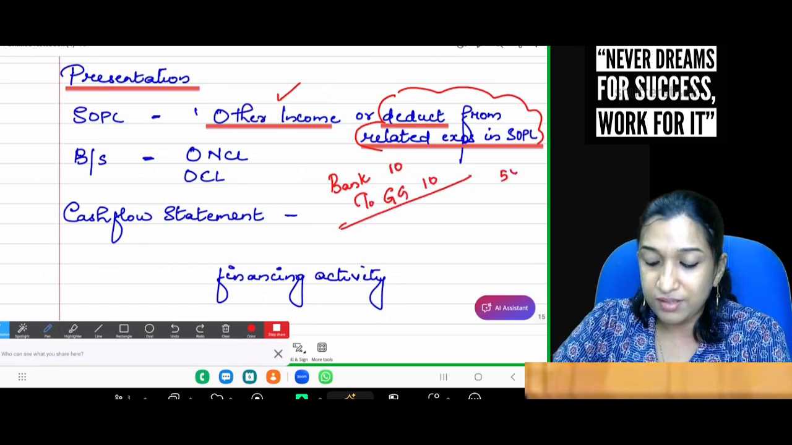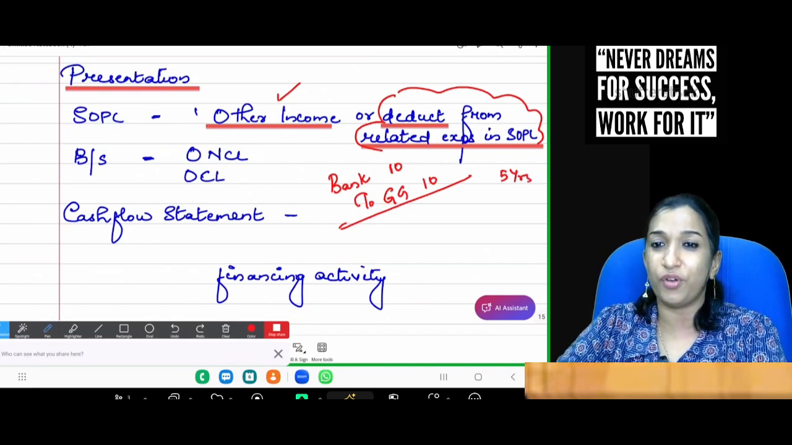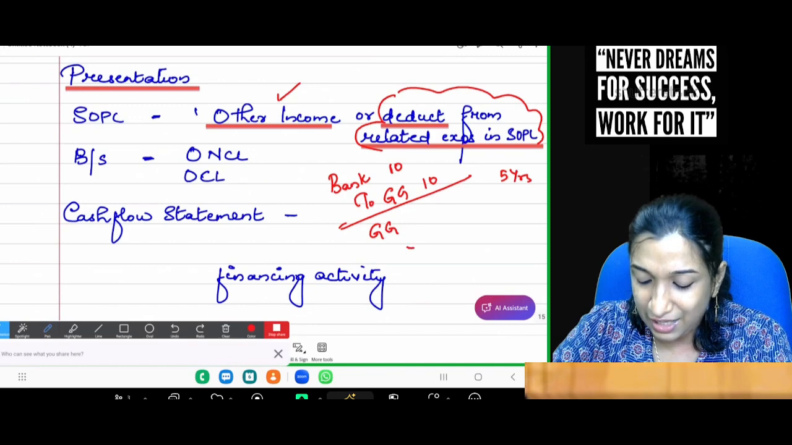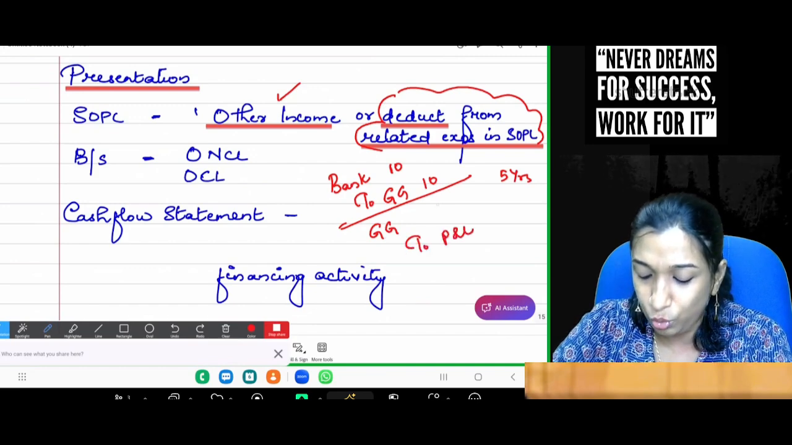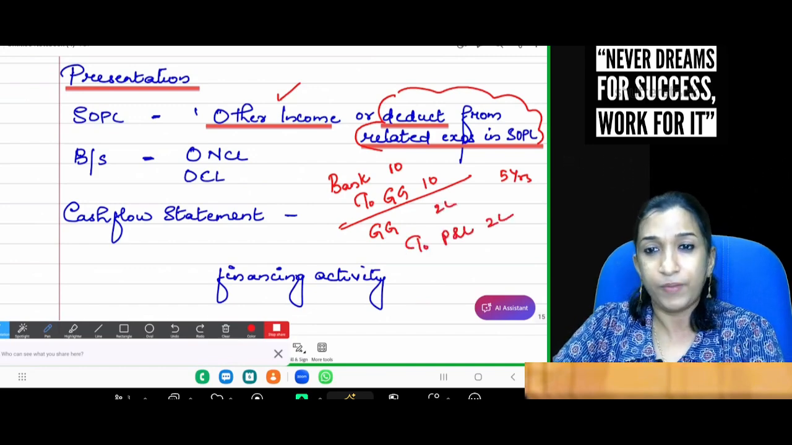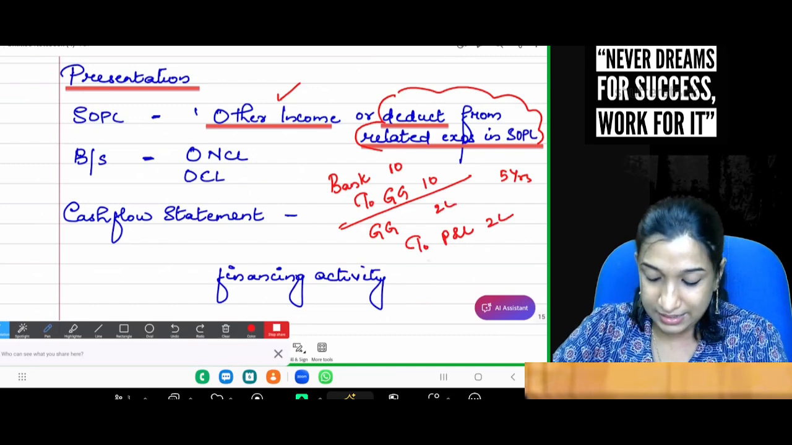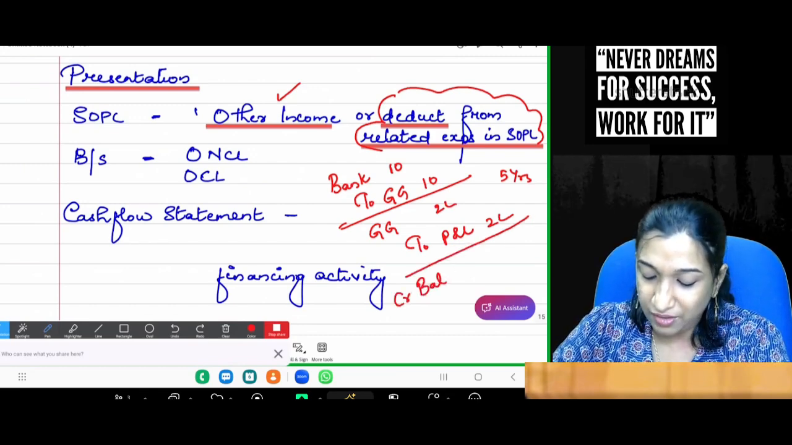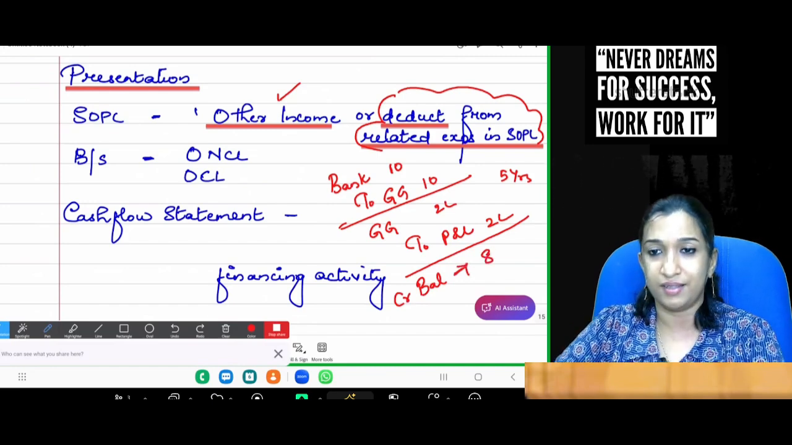Grant is for 5 years. Cost is also for equal cost will be incurred. So you'll pass grant to P&L 2 lakhs. Government grant to P&L 2 lakhs. Then the credit balance of government grant is 8 lakhs.